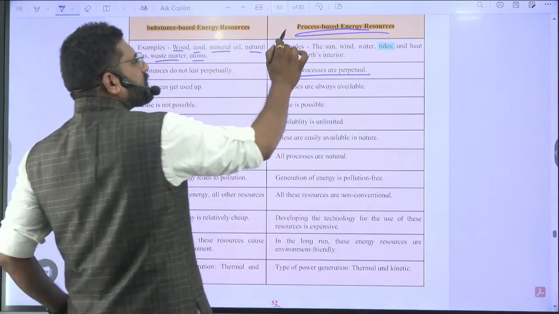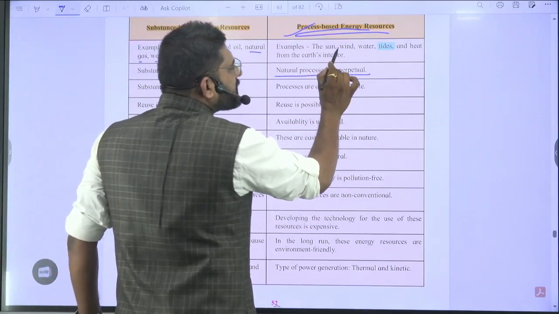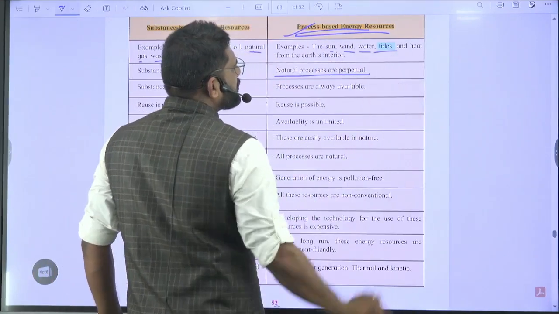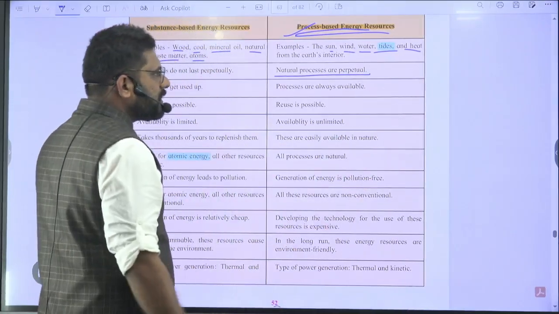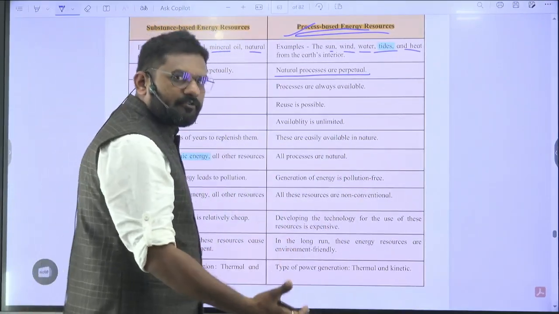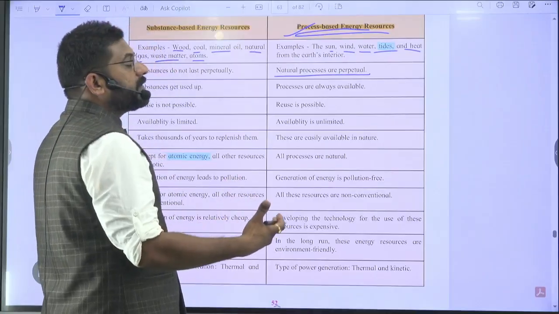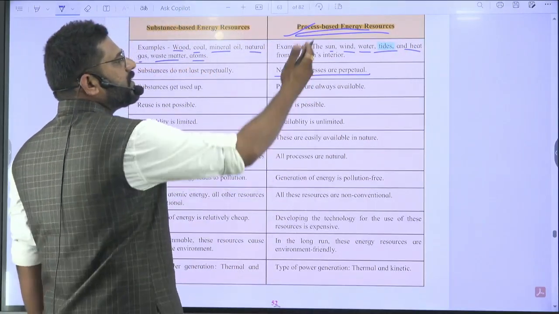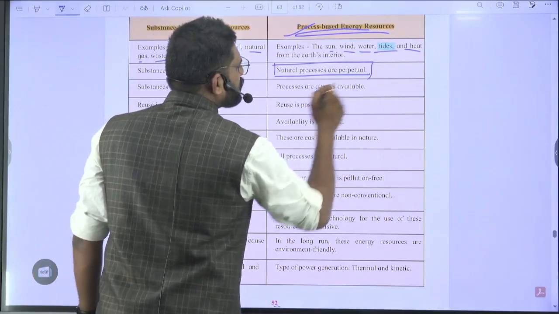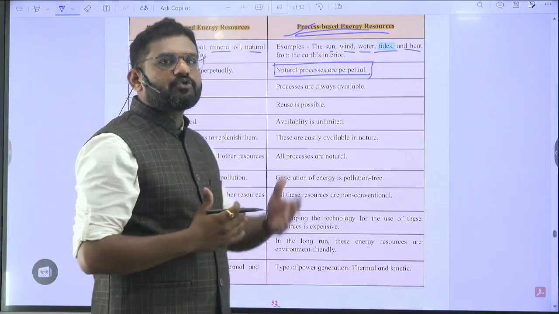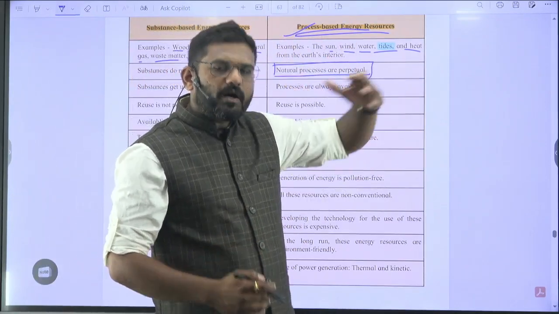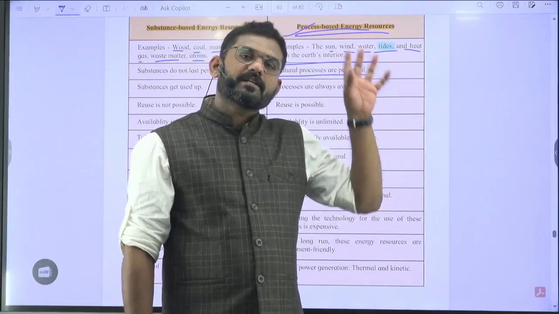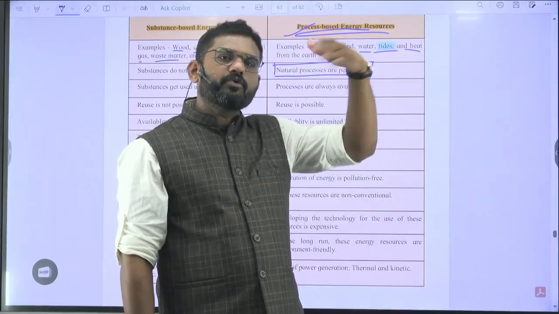So that's why solar energy is a process, wind energy is a process, hydel energy is a process, tidal energy is a process, and the heat from the earth that we use is also a process. So we require a process for this, so that's why it is a process based energy, natural process, and we can get it perpetually for continuity until the end of time. Sun is not going to exhaust its energy, that's why it is perpetual. For continuity you can use it.